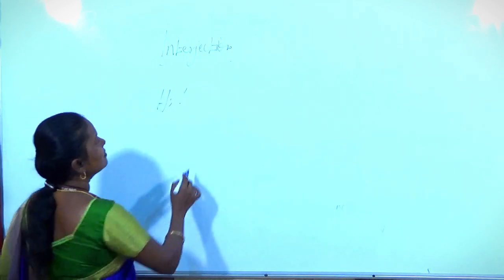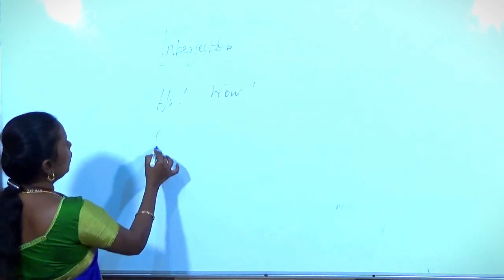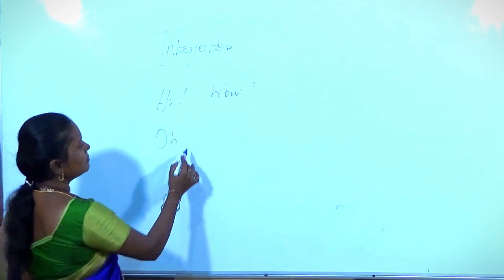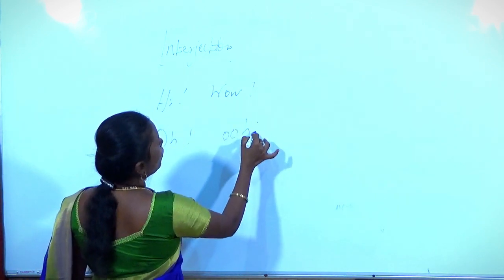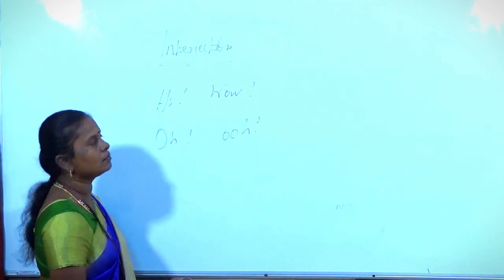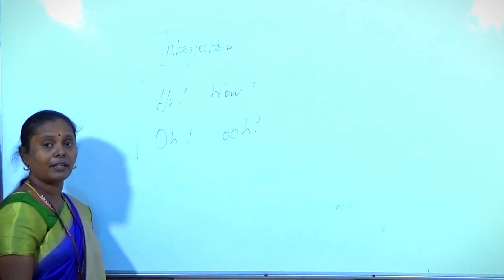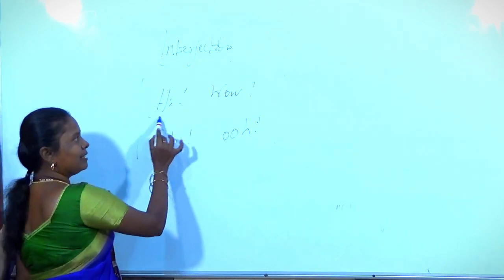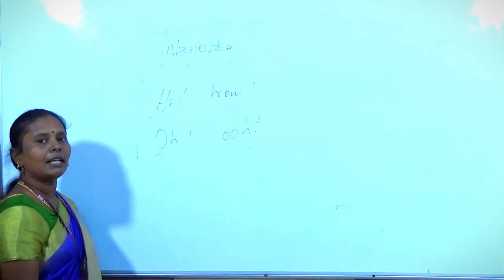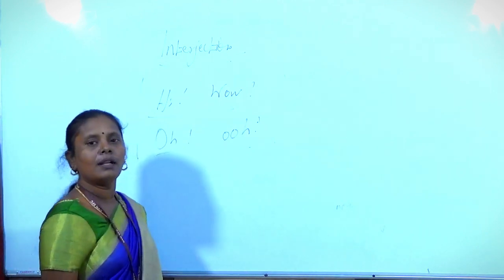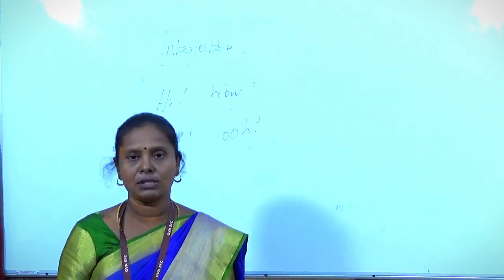Hi. Wow. How? Ooh. These are the expressions of our emotions. So these words are called interjections. That's all. These are the parts of speech we should know as the fundamentals of English.